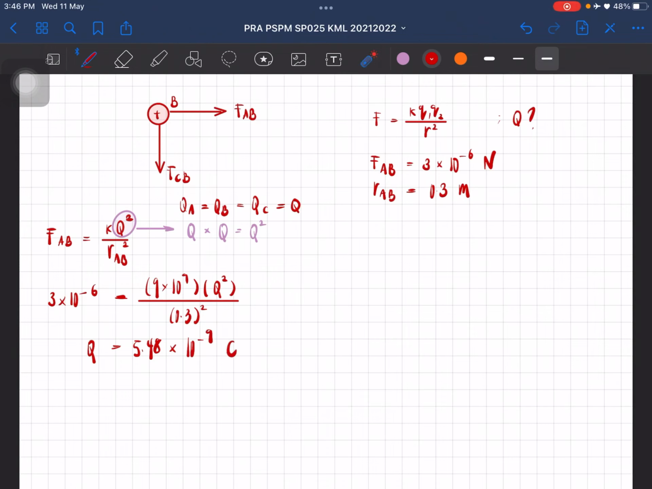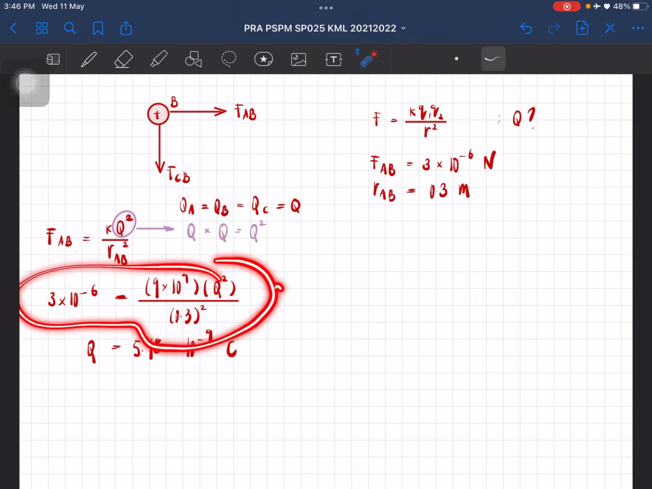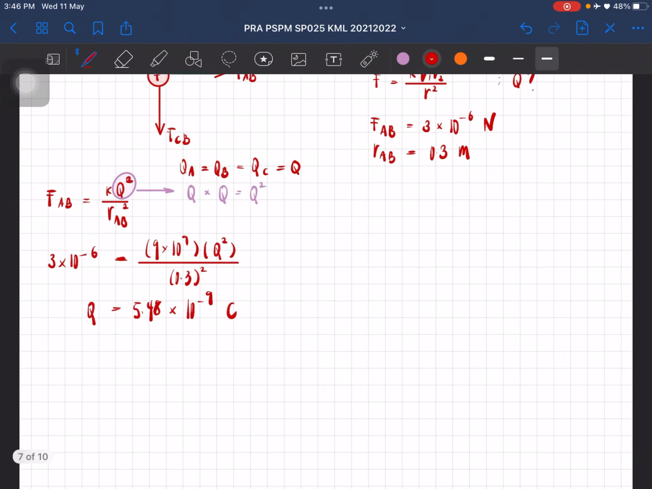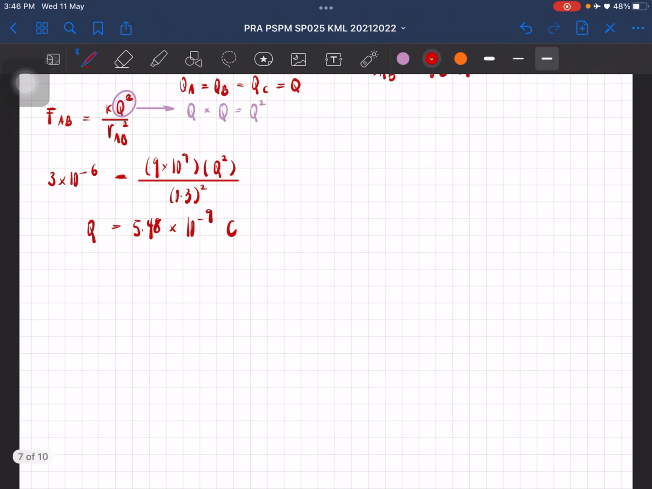Okay, so for this part I will write all the substitutions, but for the next few questions I will just write the formula, which is the concept, and then the answer. Okay, but in the exam make sure you show your solution, show your substitution, then the answer. Always remember to include the correct unit. If it is wrong, you will not get the marks.